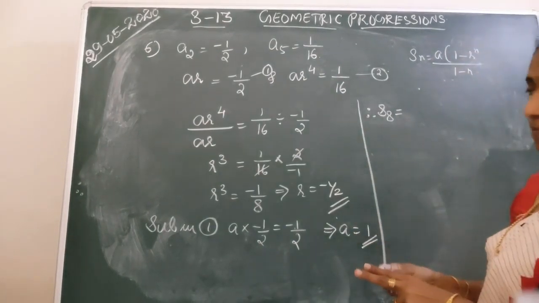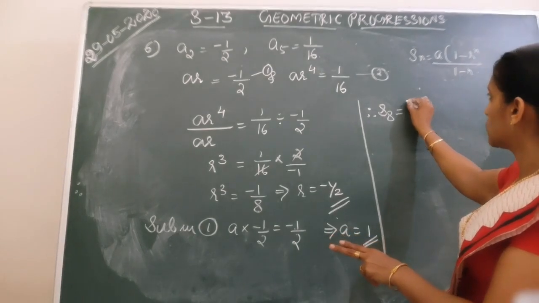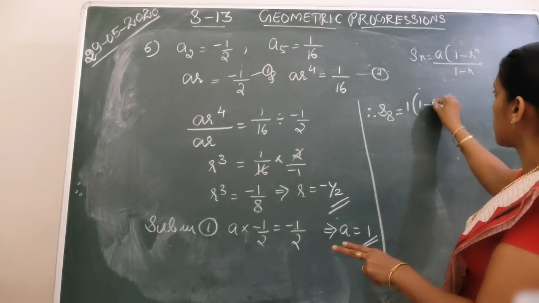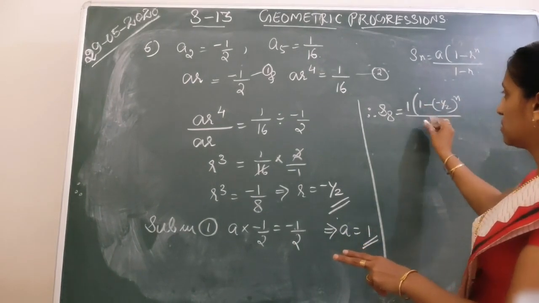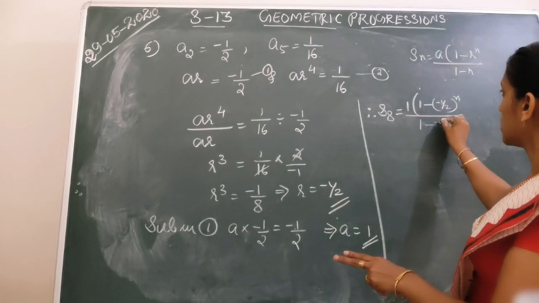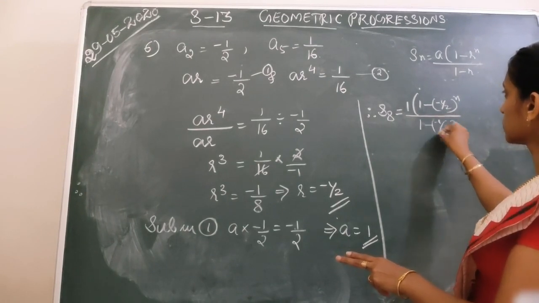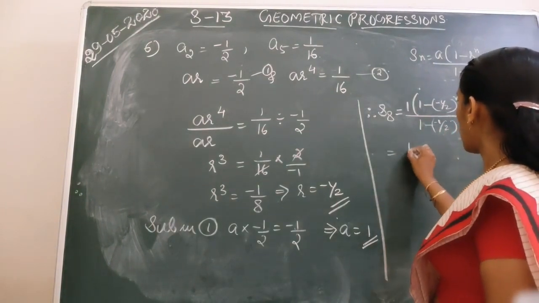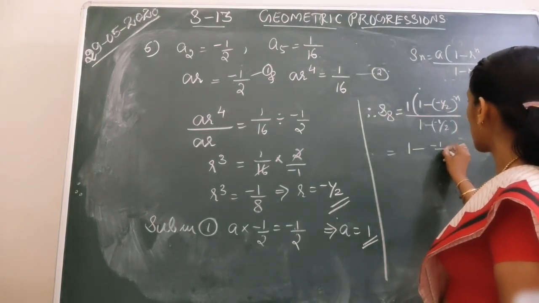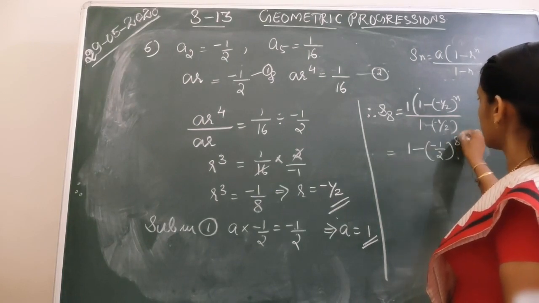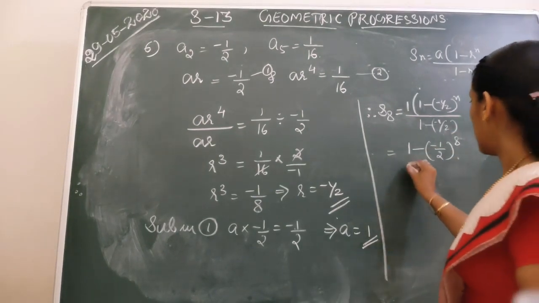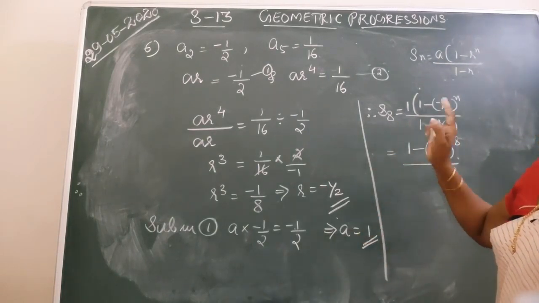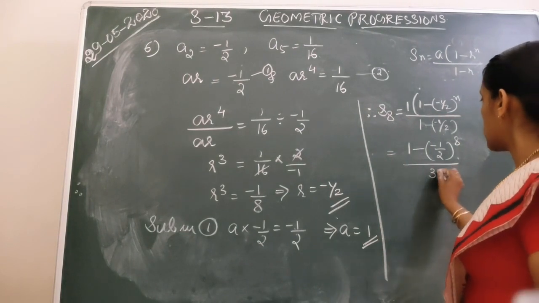This is our formula. So S8 will be equal to 1 into 1 minus 1 by 2 power n upon 1 minus 1 by 2. 1 minus minus 1 by 2. That is 1 minus minus 1 by 2 power 8. 8 terms we are having. Divided by 1 plus 1 by 2. Minus minus plus will come. So 1 plus 1 by 2 will be 3 by 2.